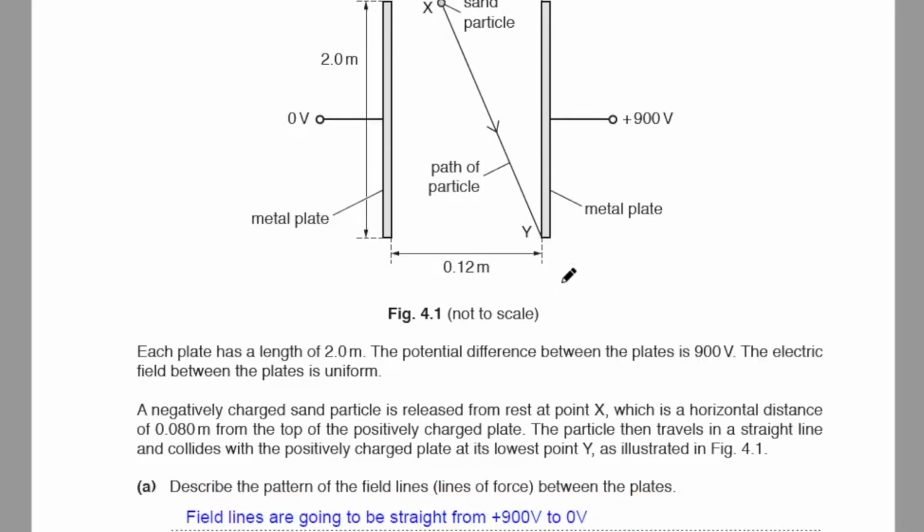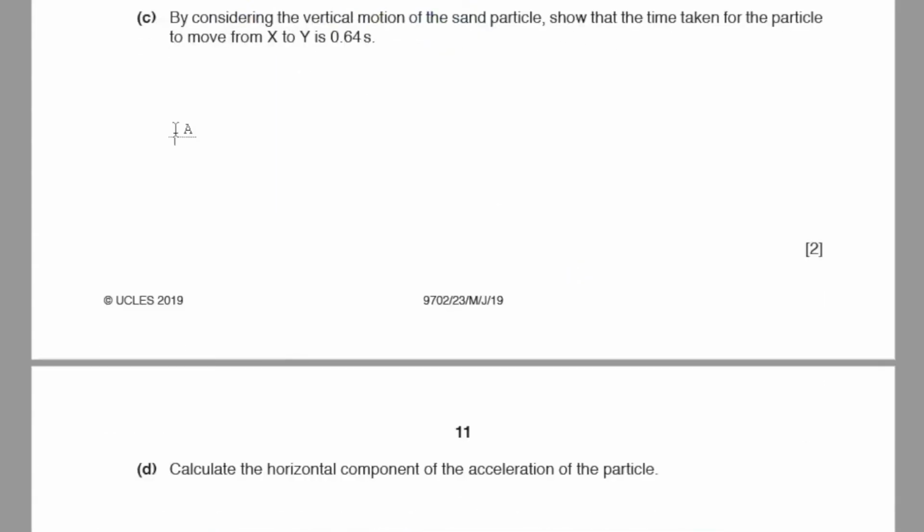We can use the formula s equals ut plus 1/2 at squared. Since our initial speed is 0, the ut term cancels out, and the vertical distance covered is 2 equals 0.5 times 9.81 times t squared. Now t has a value of 0.64 seconds, and you also need to mention why you're not considering ut, because u has a value of 0.